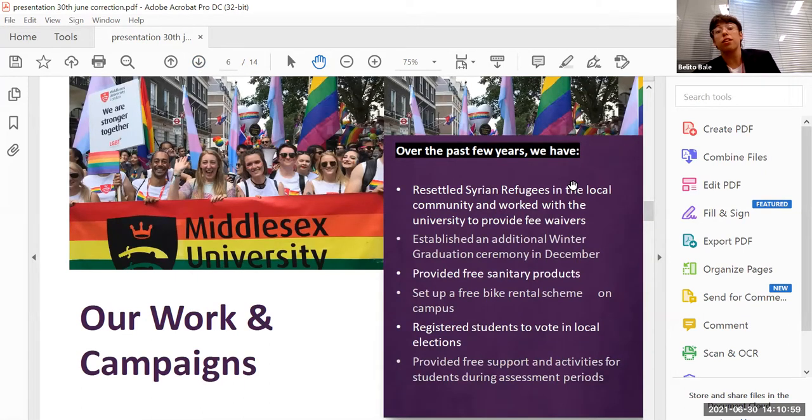So the past few years, we've resettled Syrian refugees in the local community, which is Hendon, and in the borough in London, which is Barnet. And we've worked with the university to provide fee waivers so these students can study here for free.